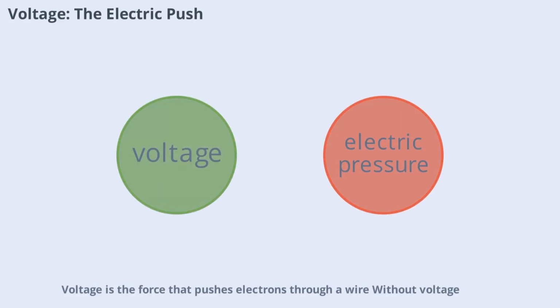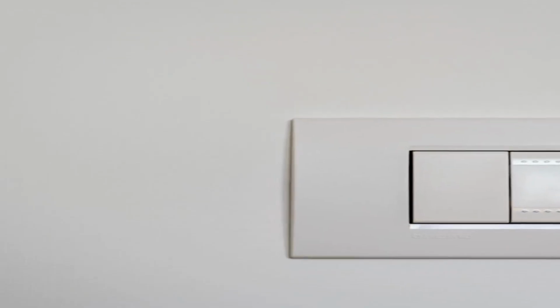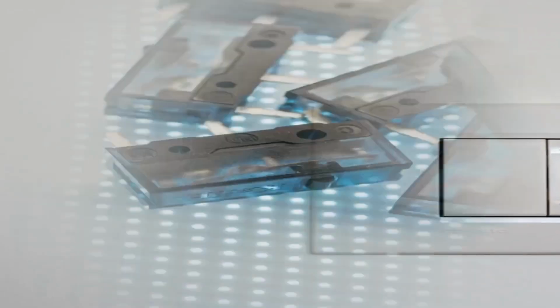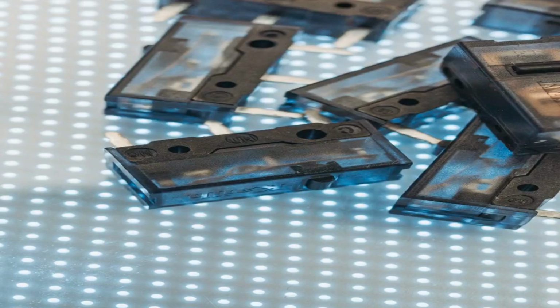Voltage is the force that pushes electrons through a wire. Without voltage, electrons would stay put and no current would flow. It's like the pressure in a water system. The higher the pressure, the more water flows. In electrical systems, higher voltage means more electrons are pushed through the circuit, delivering more energy to devices. Voltage is measured in volts, and it's a key part of how electricity works.